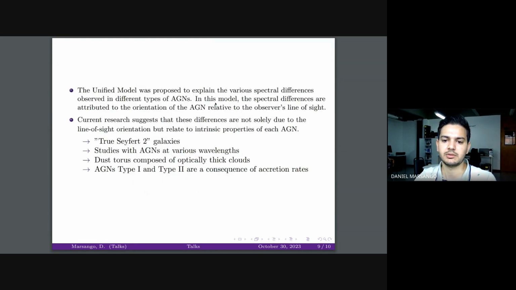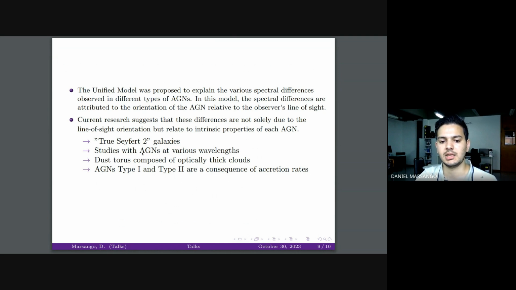The unified model was proposed for explaining the various characteristics observed in the spectrum, through different orientations of the AGN relative to the line of sight. Actually, research suggests the difference is not due to the line of sight, but this characteristic is related to intrinsic properties of the AGNs.